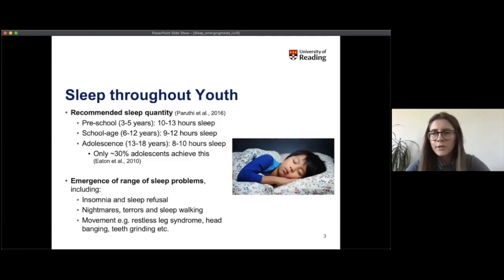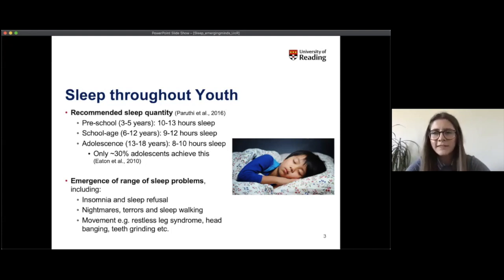Throughout childhood, as I'm sure you'll be aware if you know young people or if you have children of your own, sleep changes quite drastically. The main thing that we probably notice is the quantity of sleep. From infancy through to adolescence, we see a decline in how much sleep young people need. I've put some guidelines on the slide of the recommended amount of sleep that we think is needed for these different age groups. The preschool ages need a lot more sleep, 10 to 13 hours, and this drops off down into adolescence where it's recommended that they should be getting around 8 to 10 hours of sleep.